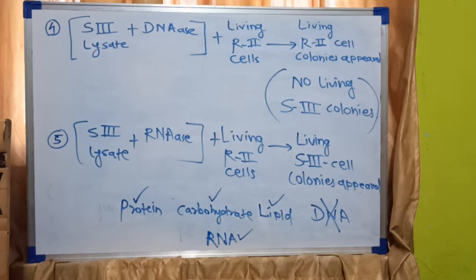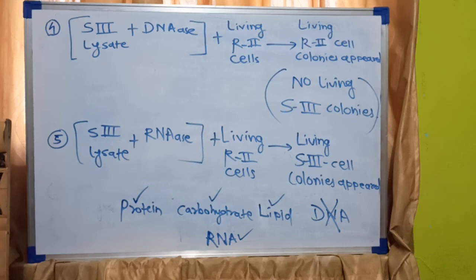But when DNA is destroyed, there was no transformation of living R2 into S3 cells, meaning DNA was the substance known as the transforming principle. If DNA is there, then only the transformation of living R2 cells into living S3 cells can occur. Here in the fourth step, the DNA is destroyed by DNase enzyme. So what happened? Due to destruction of DNA, the transformation has not occurred.